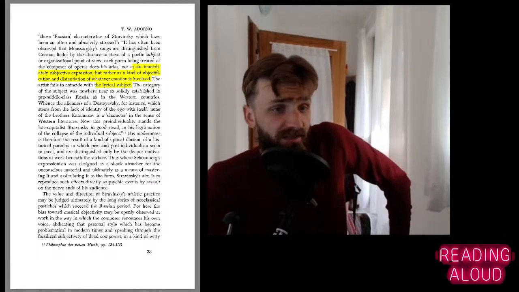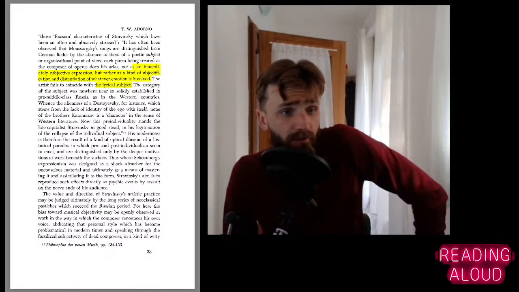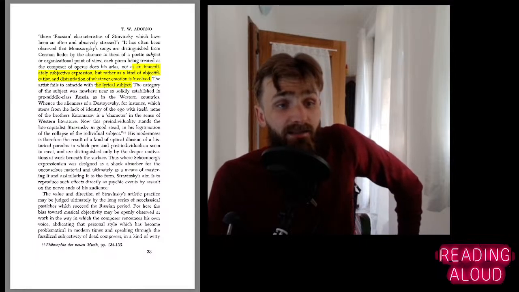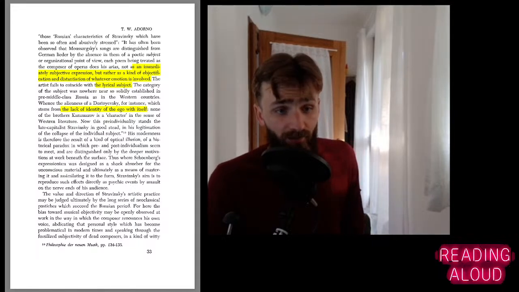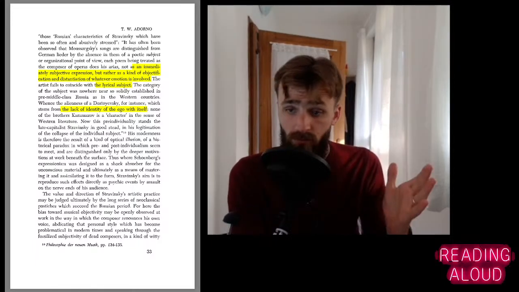The category of the subject was nowhere near so solidly established in pre-middle class Russia as in the Western countries, whence the alienness of a Dostoevsky, for instance, which stems from the lack of identity of the ego with itself. None of the brothers Karamazov is a character in the sense of Western literature. Now, this pre-individuality stands the late capitalist Stravinsky in good stead in his legitimation of the collapse of the individual subject," end quote. So that was all Adorno.